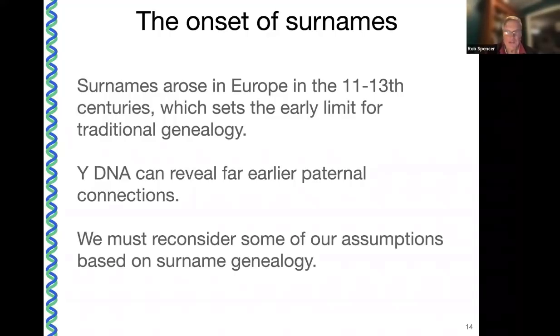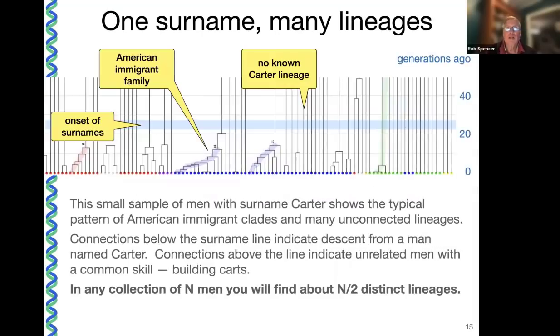yDNA can go way past that. So because we're going to go past that, we have to reconsider some of our assumptions based on surname genealogy. Now, here again is an analysis. I picked at random a common surname, Carter, and I did my clustering, DNA clustering, on all the data from the Carter surname project.